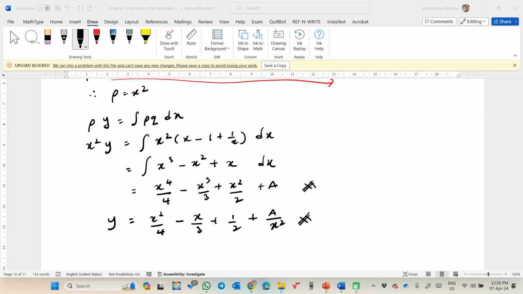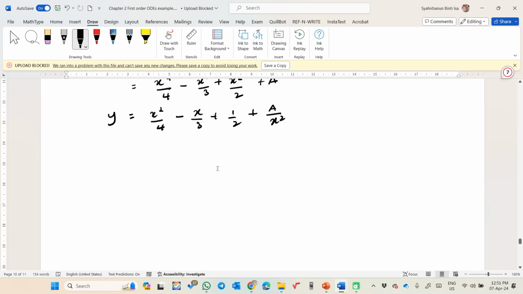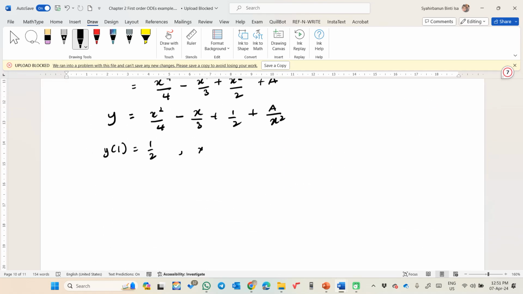Actually I forgot, this is not the final answer, because we still have the condition. I forgot about the condition. So y1 equal 1 over 2. We need to substitute the condition. That means when x equal 1, y equal 1 over 2.